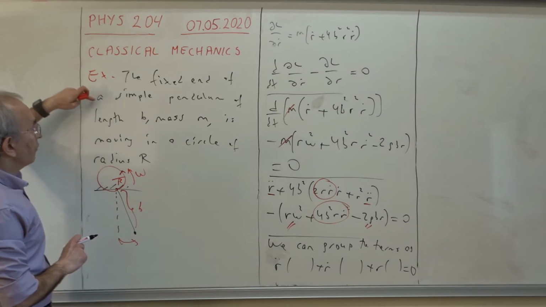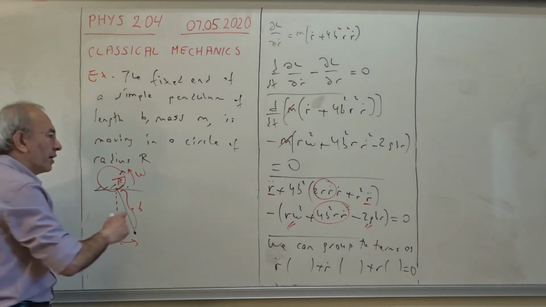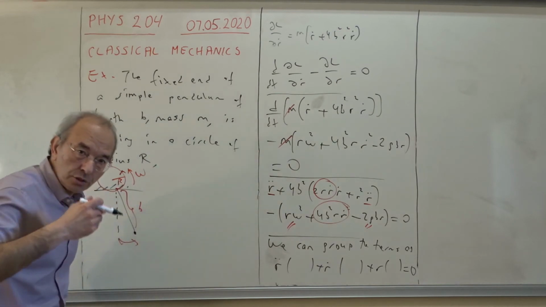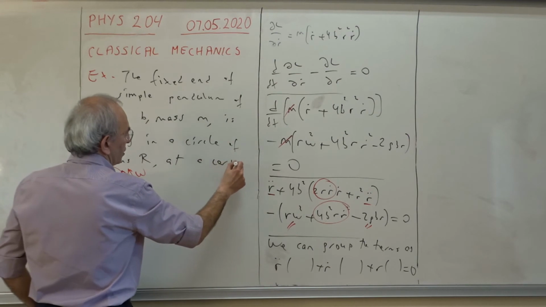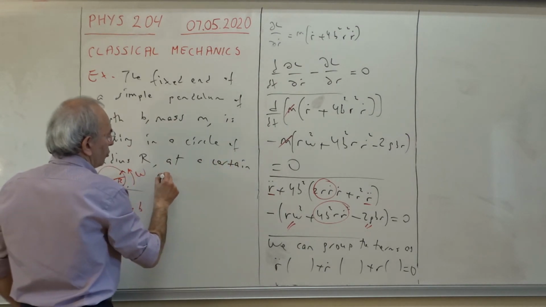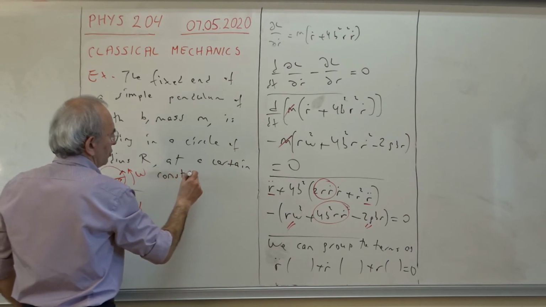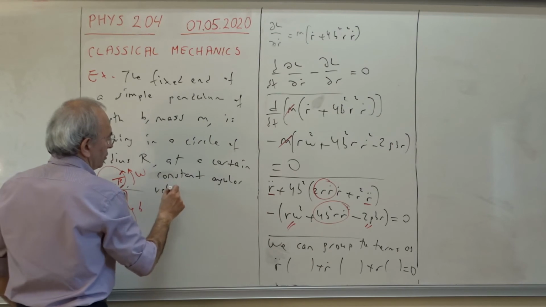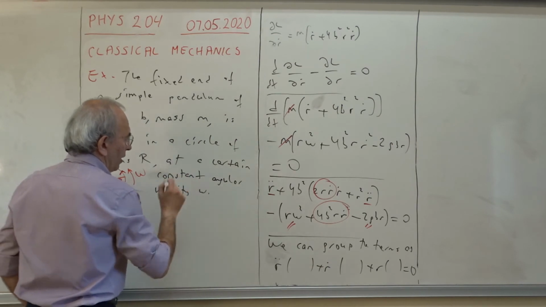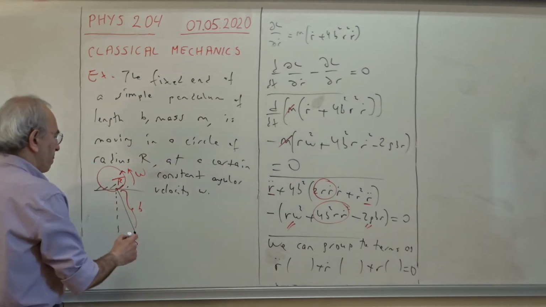So this fixed end of a simple pendulum of length B, mass m, is moving in a circle of radius r at a certain constant angular velocity omega. Constant is important. So find the Lagrangian and get the equations of motion.